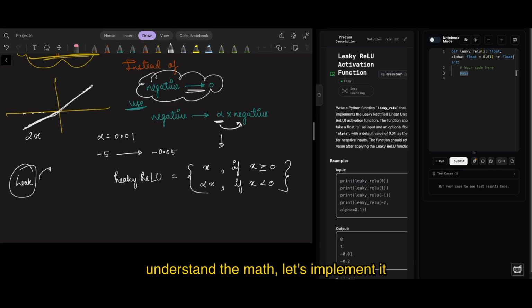Now that we understand the math, let's implement it in Python. As we know, we have to simply give it a piecewise function, and that would translate to something like this: return z, because our input over here for this leaky ReLU function is z, and the alpha value, which defaults to 0.01, is determined by alpha. So we would write z if z is greater than or equal to 0, else alpha times z.